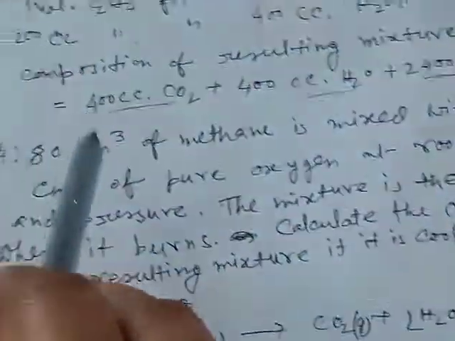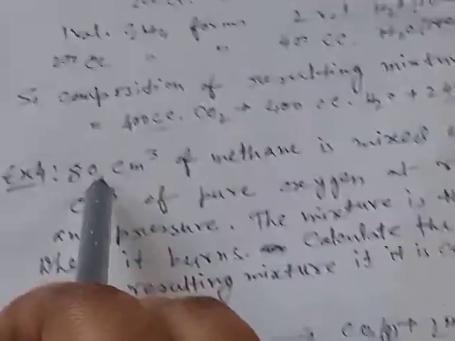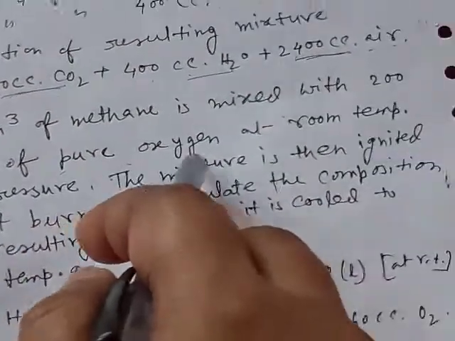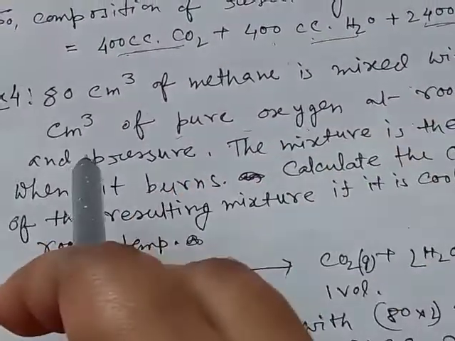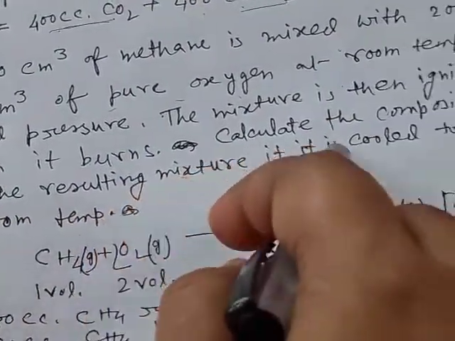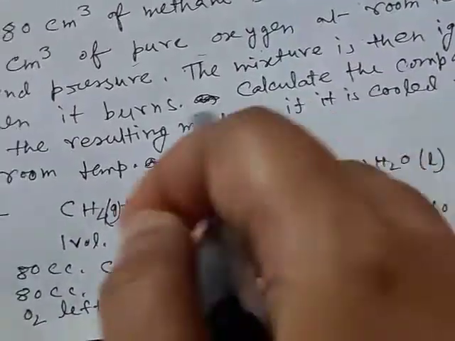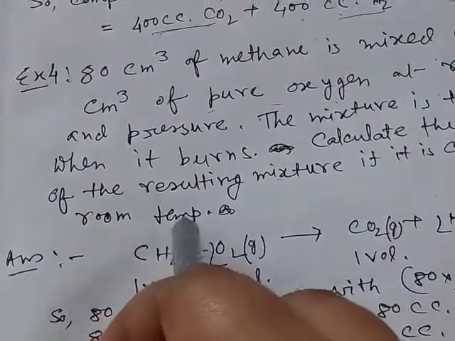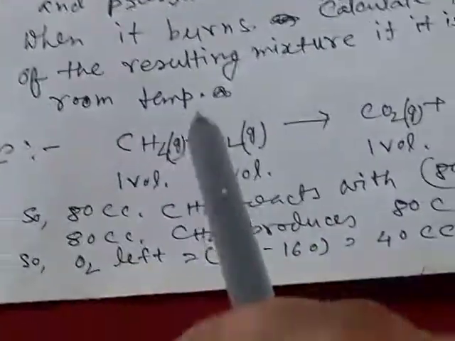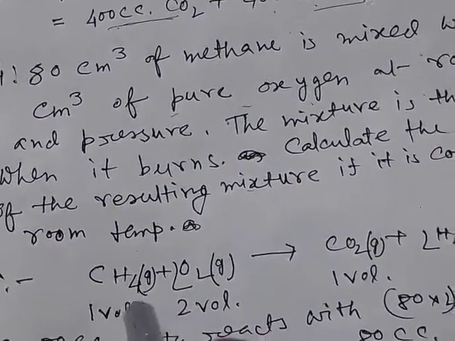Now example 4 of your book: 80 cc of methane is mixed with 200 cc of pure oxygen at room temperature and pressure. The mixture is then ignited. When it burns, calculate the composition of the resulting mixture if it is cooled to room temperature. Here the reaction is the burning process of methane.